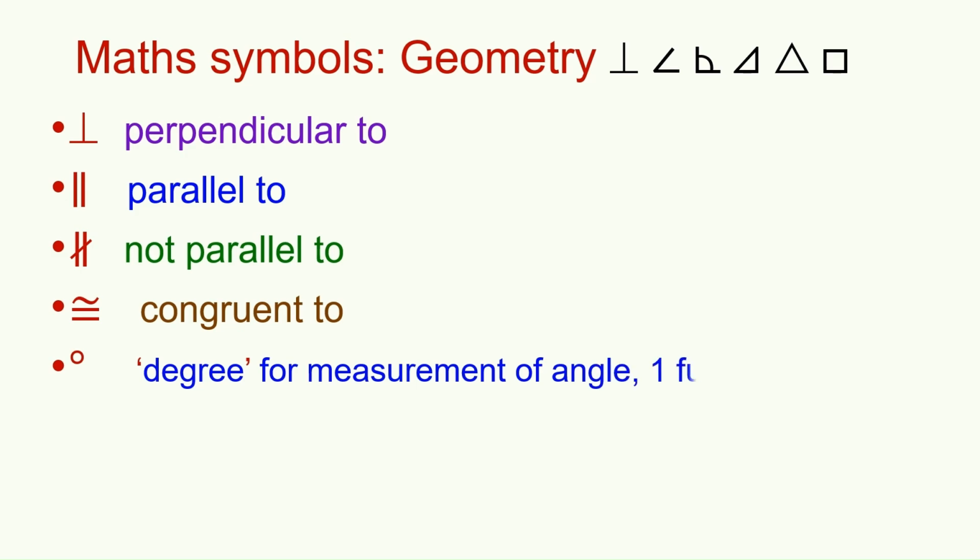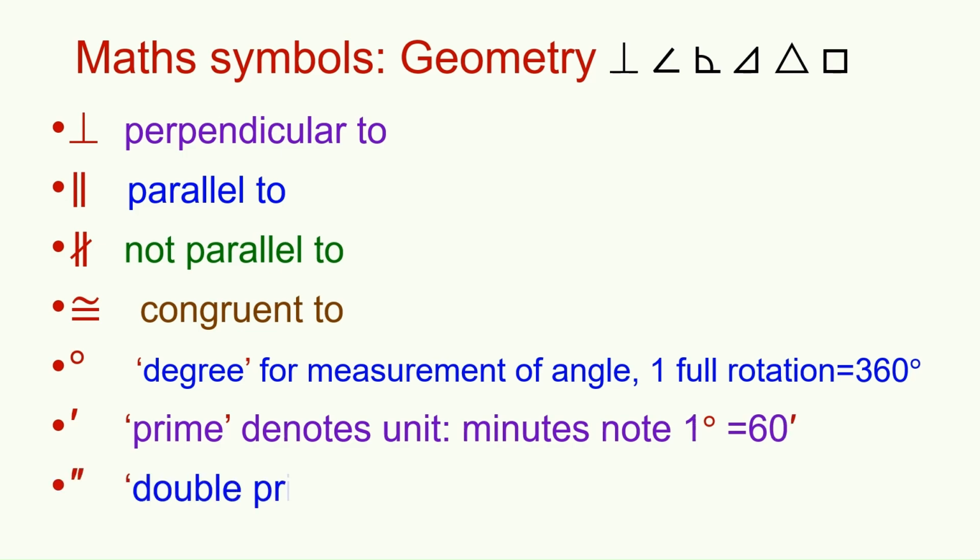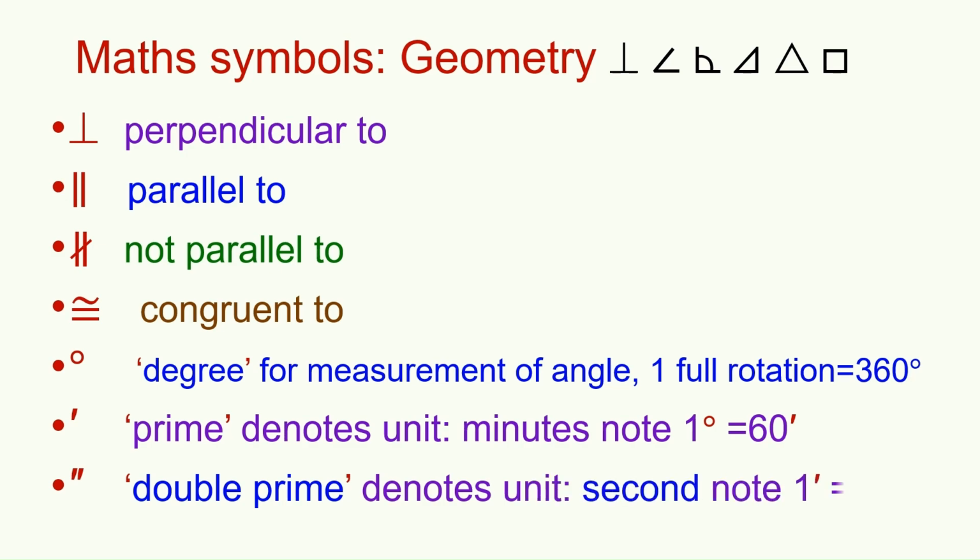Degree is the measurement of angle; one full rotation equals 360 degrees. Prime denotes the unit minutes. Note 1 degree equals 60 minutes. Double prime denotes the unit seconds. Note 1 minute equals 60 seconds.